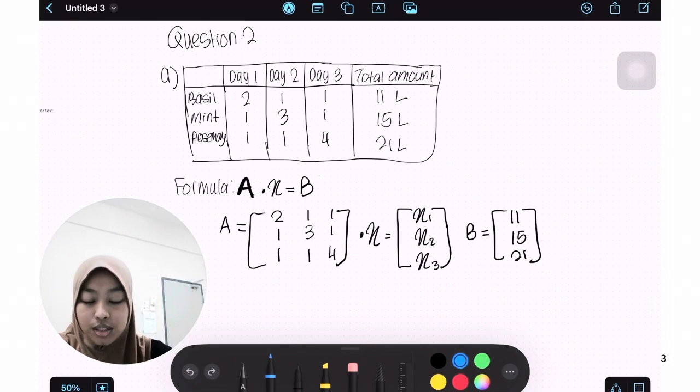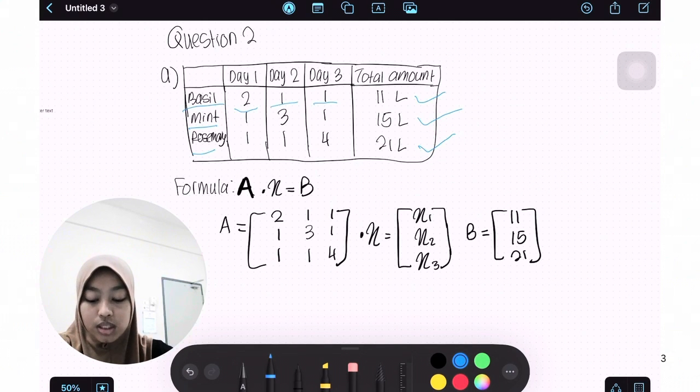This table shows the amount of water given to three types of herb, basil, mint and rosemary, for each day. Each row represents a type of herb and each column shows how many liters of water are given per day. For example, basil gets 2 liters on day 1, 1 liter on day 2, and 1 liter on day 3. At the end of the experiment, we know the total amount of water for 3 days. Basil is 11 liters, mint is 15 liters and rosemary is 21 liters.